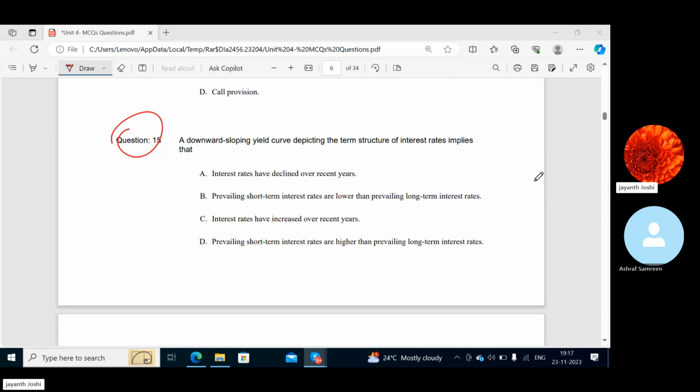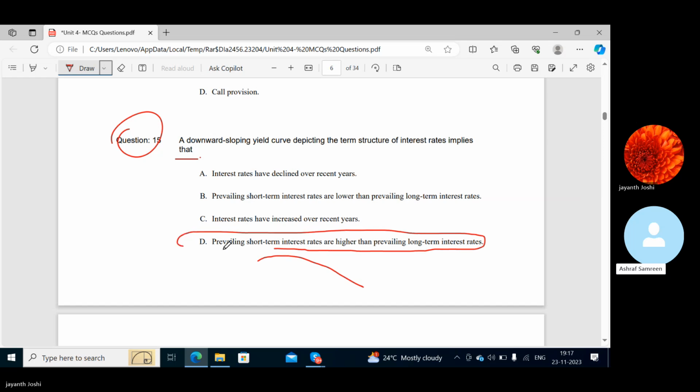Did you understand this one, Samreen? Yes, sir. You understood the above one, right? Yes. Next one. A downward sloping yield curve depicting the term structure of interest rates implies what? We already discussed that for a downward sloping curve, short-term rates are higher than the long term. Yes. Next one.